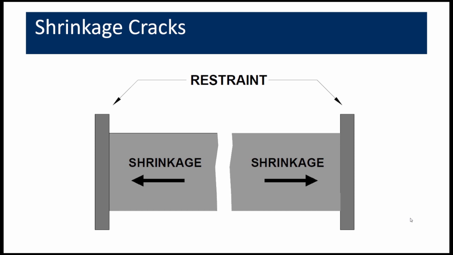So shrinkage cracks are the most common type of condition that we see, and we're familiar with this. Concrete shrinks as it cures. If you have some element that's going to be an impediment to accommodating that shrinkage, which we call restraint, you're going to get stresses building up, which is going to cause a crack.